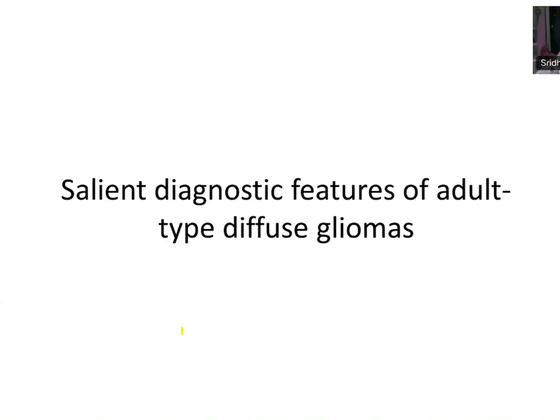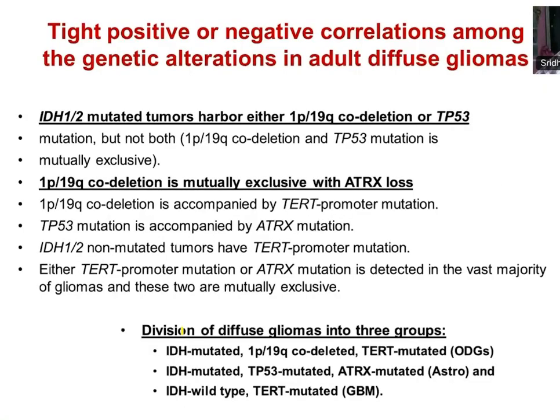A few things I wanted to tell you about adult diffuse gliomas, as you said, are aspects you will read. There are some tight correlations. IDH mutant tumors are either P53 mutant or 1p19q co-deleted. If you get a strong P53 immunohistochemistry, you need not test for 1p19q co-deletion because they are mutually exclusive. Similarly, 1p19q co-deletion is mutually exclusive with ATRX loss. If you have an ATRX loss and doubtful morphology, and you are not able to distinguish between astrocytic or oligodendroglial.